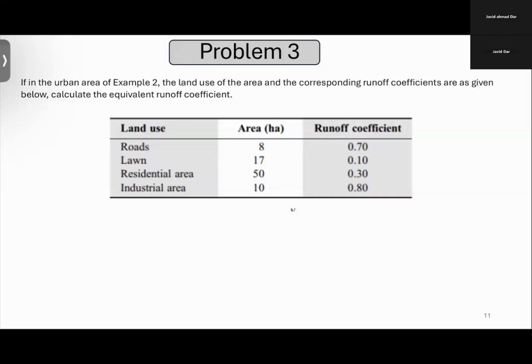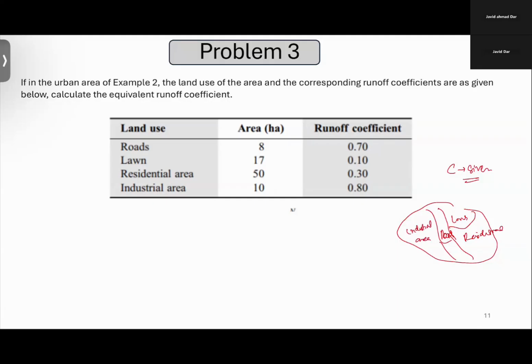Now we can start with problem 3. In an urban area of the previous example, example 2, the land use of the area and the corresponding runoff coefficients are given. In the previous case C was given, but now the catchment has roads. Let's say this is road, these are lawns, this is residential area, and this is industrial area.